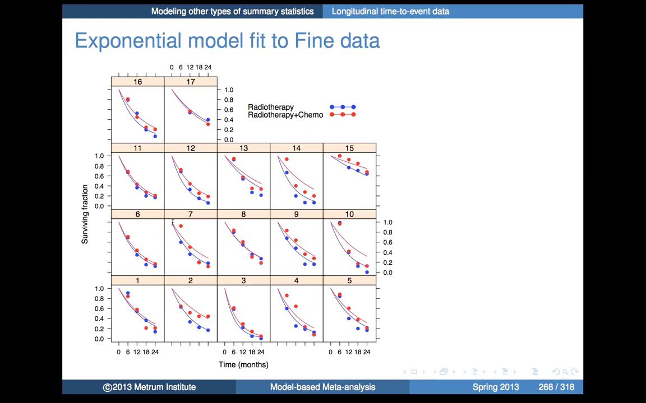And I might suggest that you would at least start with allowing that shape parameter to vary across studies, but be shared within a study, so that you may have a Weibull model that's got a shape parameter of 2 for study 12, but that shape parameter would be 2 for both the radiotherapy and the radio plus chemo group.